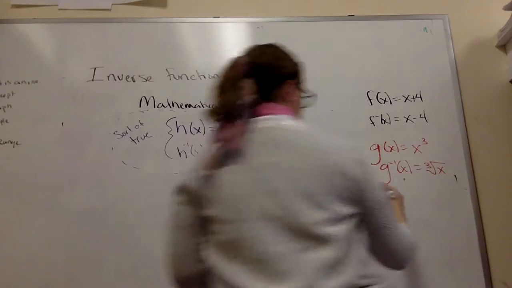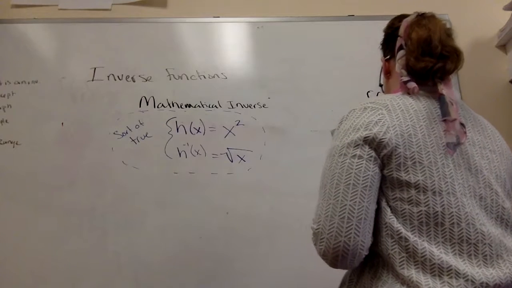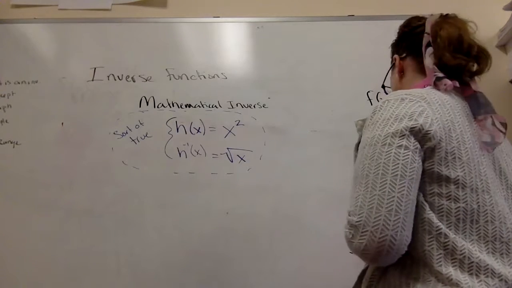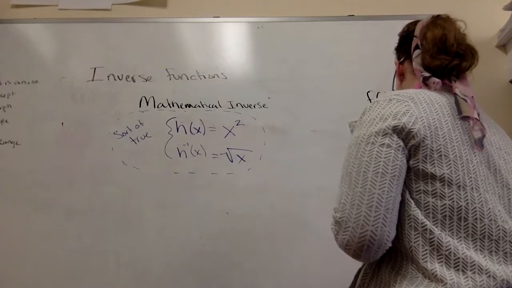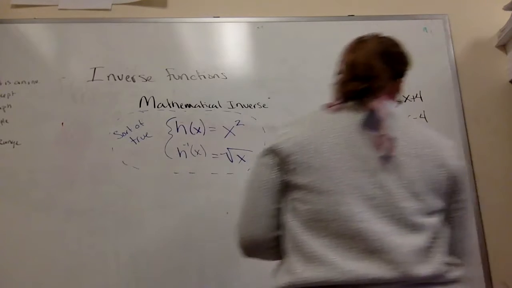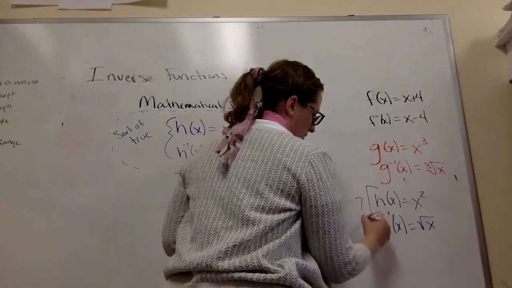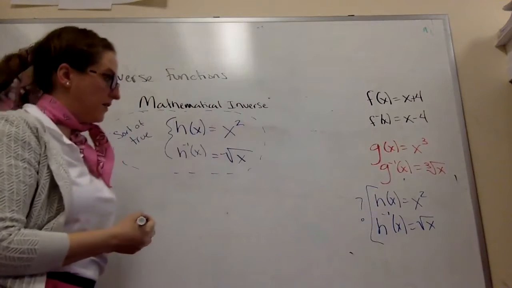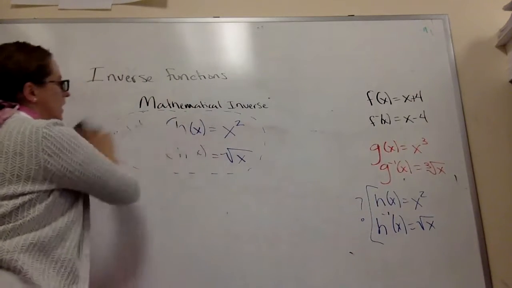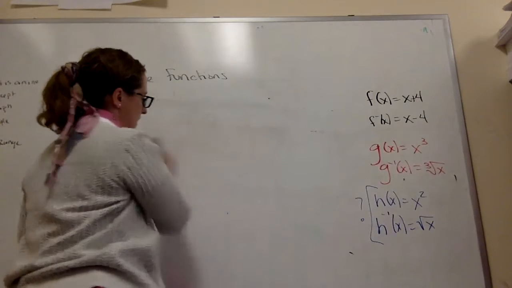So I'm going to write this guy over here. h of x equals x squared, h inverse equals square root. But I'm going to put a little question mark because we need to investigate this one a little bit further. Okay, so we have some examples here.